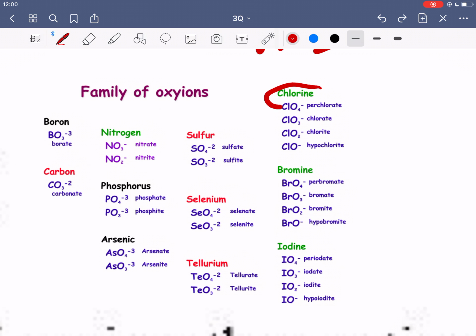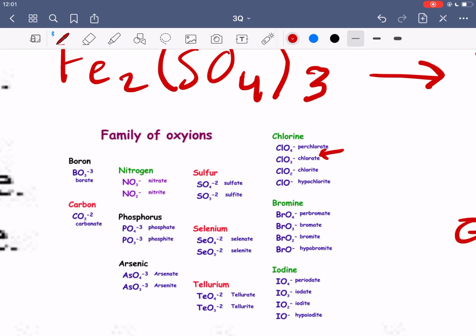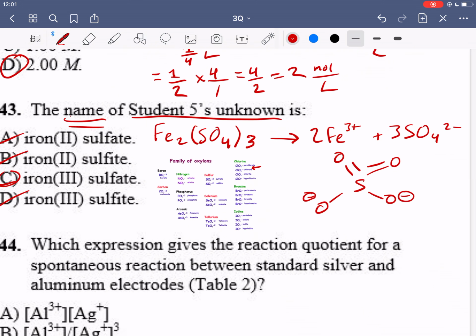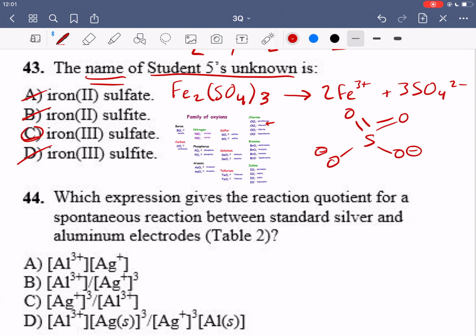Let's look at chlorine over here. This one is chlorate when it has 3. If it has 1 more than that, then it's perchlorate. If it has 1 less oxygen, chlorite. If you go down, hypochlorite. So know all of these different naming conventions and know their charges as well, because that will likely come up in the chemistry section. Very easy thing to come up.